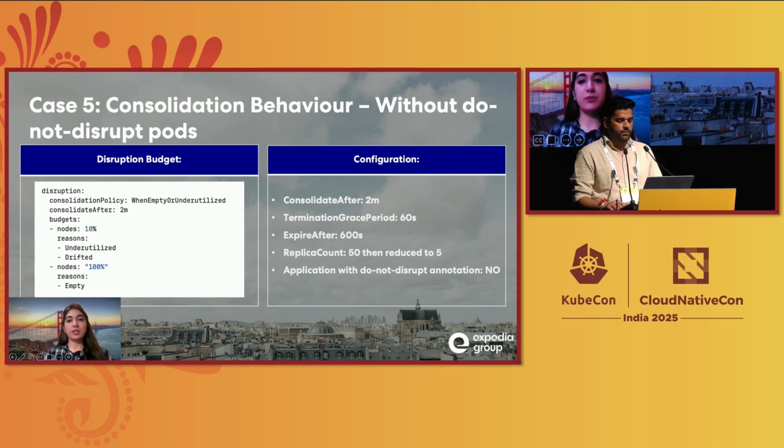We started with 50 replicas, which led Karpenter to provision a large instance to handle the workload. When we scaled down to 5 replicas, Karpenter immediately evaluated consolidation. With no do-not-disrupt protection, consolidation occurred after the 2-minute consolidate after timer, followed by the 60-second termination grace period. The large instance was then terminated and a smaller node was provisioned to optimally handle the reduced workload.